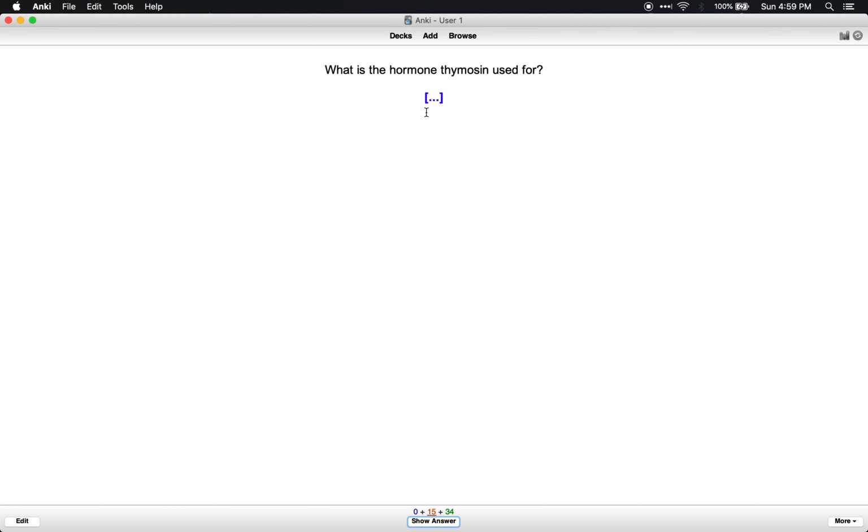Thymosin is a hormone secreted by the thymic cells in the thymus, and that's used to activate the T cells.